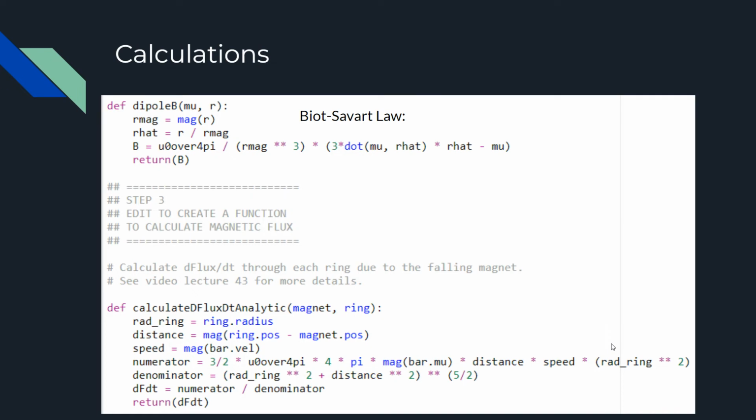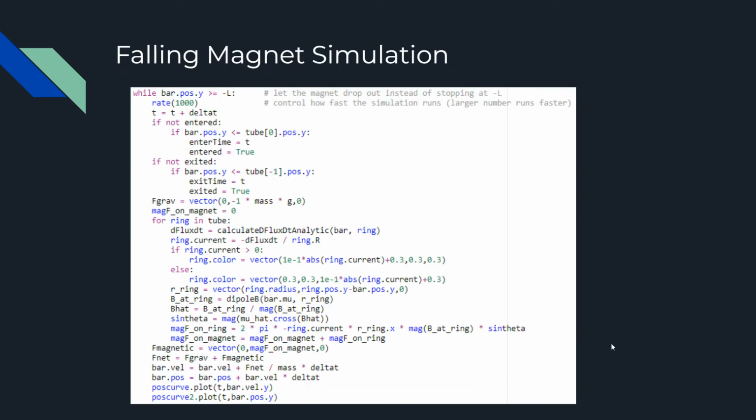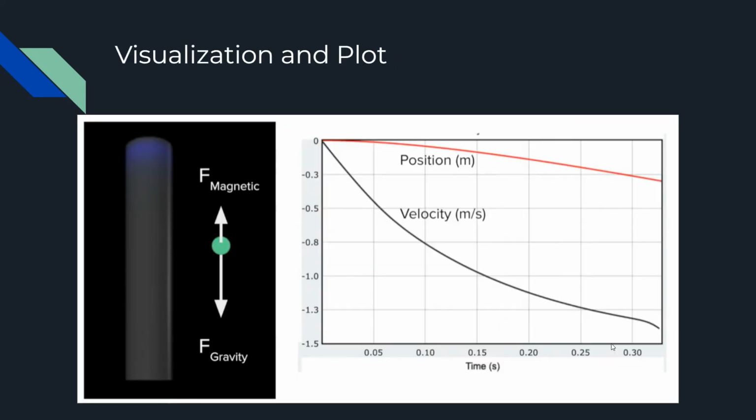So calculations, again from lab 3, we use the Biot-Savart law, and then we also calculate dΦ/dt through each ring due to the falling magnet, as seen in the following function. Our magnet simulation starts with checking to see if the magnet is in a tube. Then we iterate across rings to find the net magnetic force on the magnet. Third, we find the magnet's acceleration. And fourth, we update the magnet's position accordingly. And finally, we plot the magnet's position and velocity versus time.